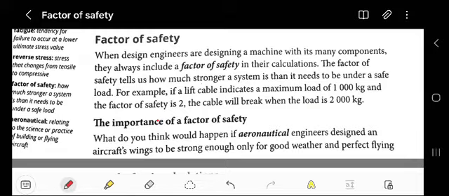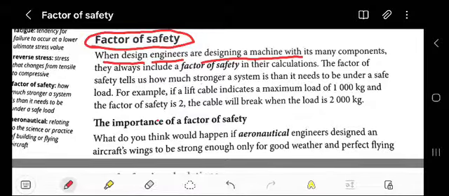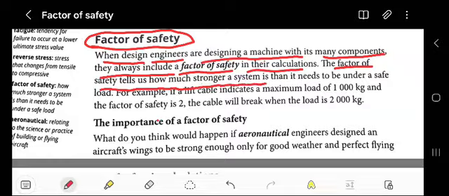Today we'll be dealing with the factor of safety. This is Strength of Materials N5, right? When design engineers are designing a machine with its many components, they always include a factor of safety in their calculation. The factor of safety tells how much stronger a system is than it needs to be under a safe load, right?